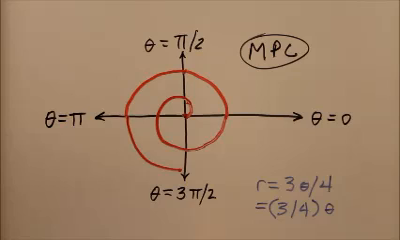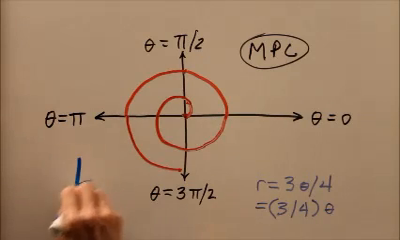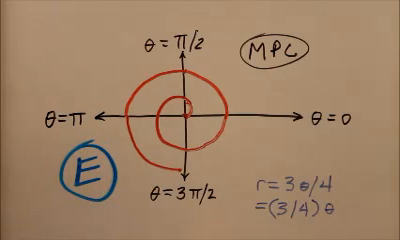So the correct answer to this question is E. You're going to get a pair of spirals when you graph this equation.